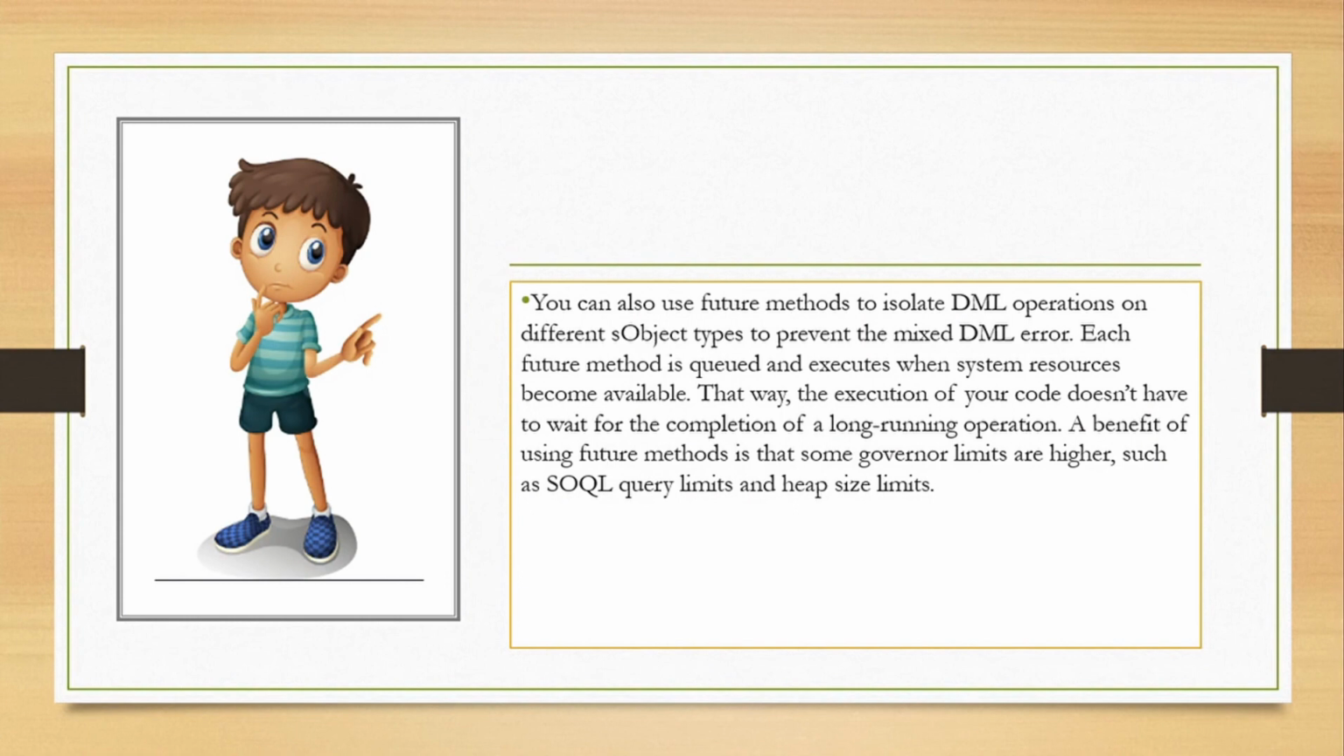Each future method is queued and executes when system resources become available. That way, the execution of your code doesn't have to wait for the completion of long-running operations. A benefit of using future methods is that your governor limits are higher, such as the SOQL query limit and heap size limit, that we can use in our future method.